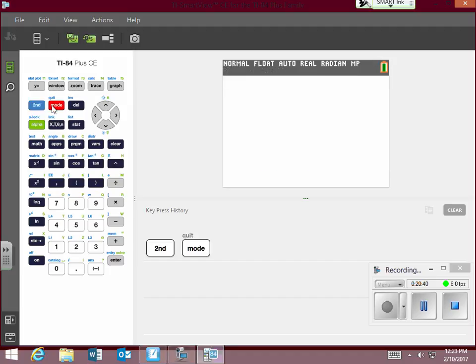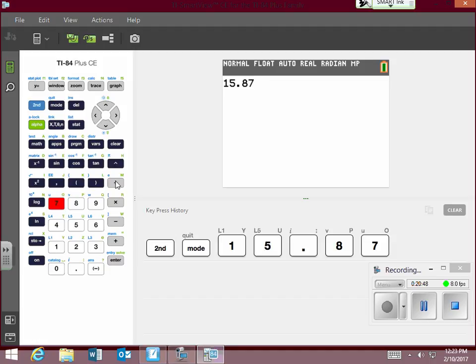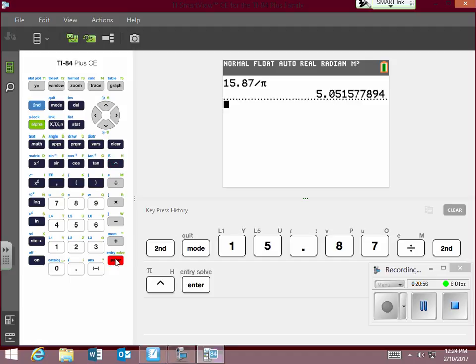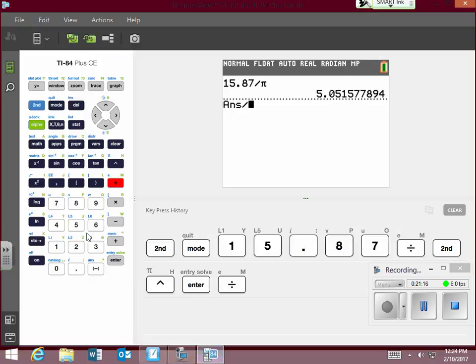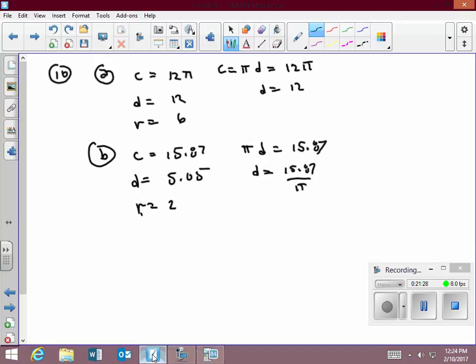Okay, so it's 15.87 divided by 5.05. Then what do we do with, we divide it by 2, right? 2.53. Approximates. Okay.